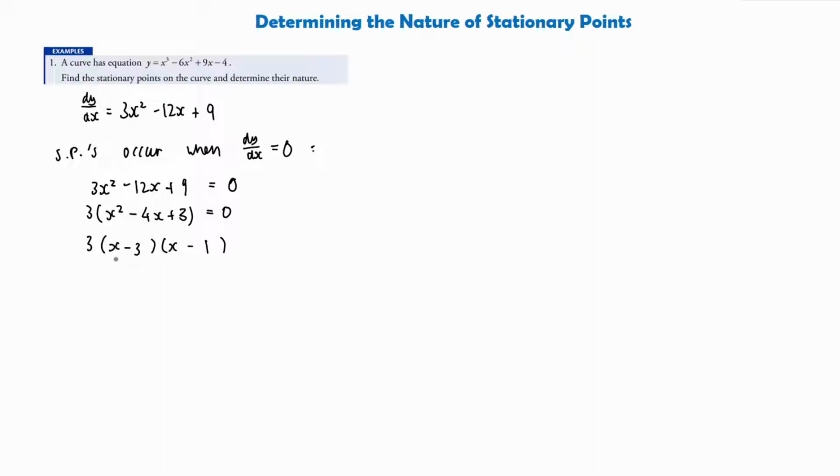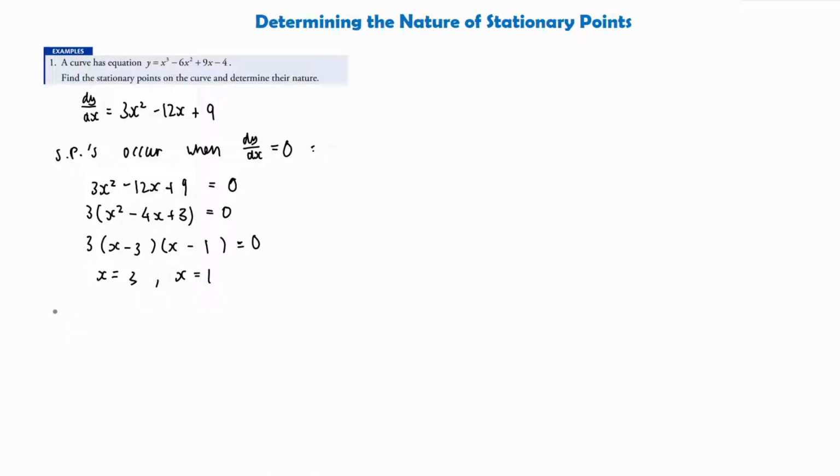So from this, we know that x is going to be equal to 3, and x is going to be equal to 1. If you don't remember how we did this, because this is equal to 0, we know that either 3 is equal to 0, which is not true, so we're just dividing both sides by 3 here, or x minus 3 is equal to 0, and when we solve for x, we get x is equal to 3, or x minus 1 is equal to 0, and when we solve for x, we get x is equal to 1.